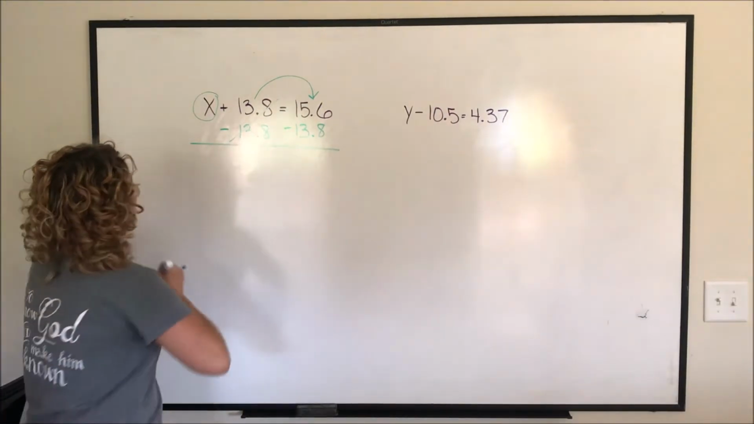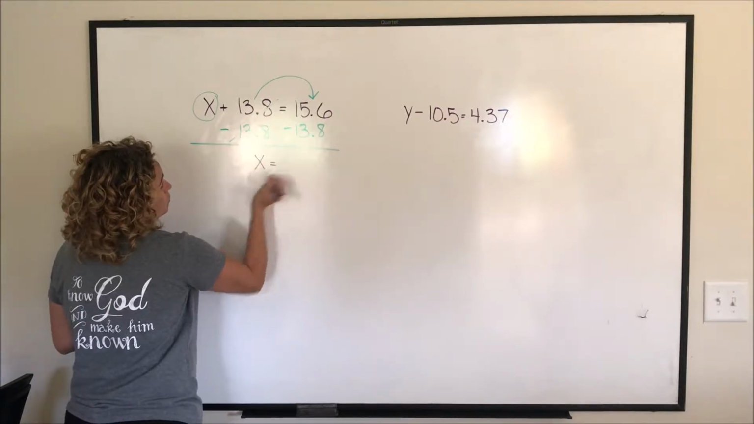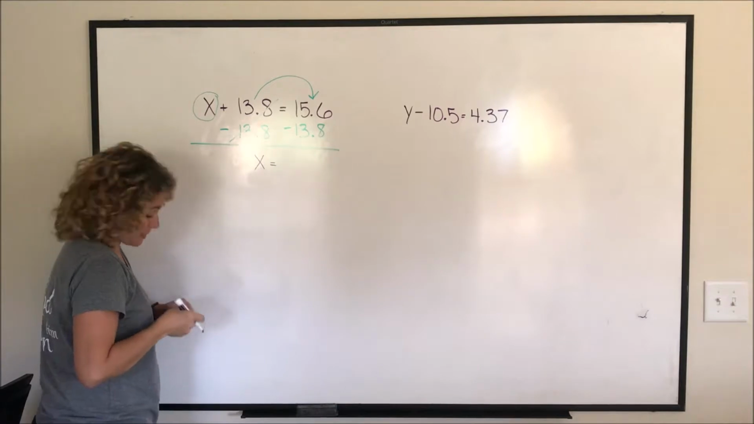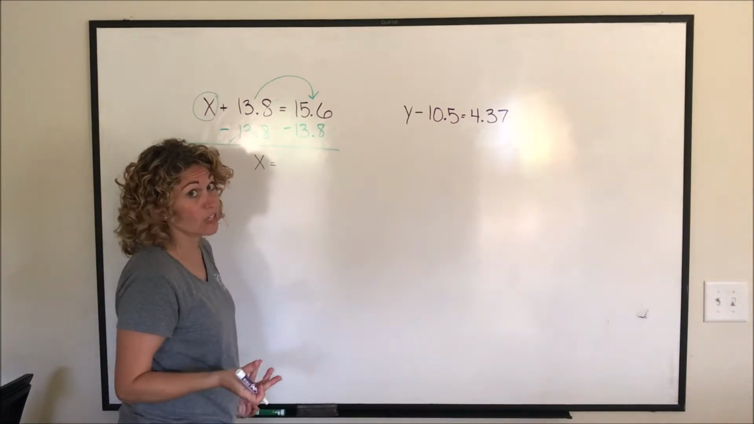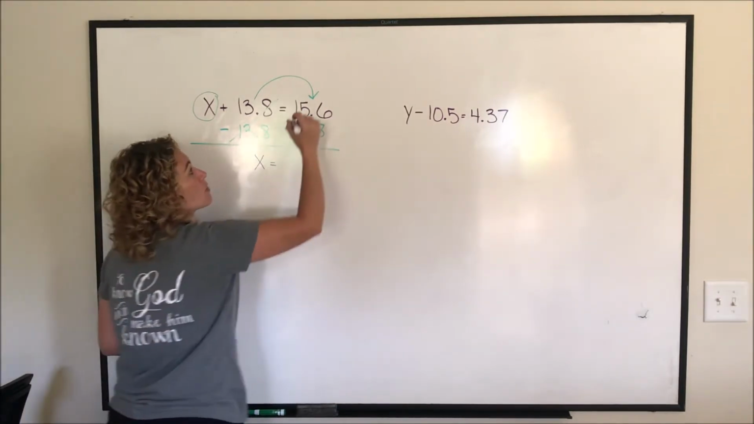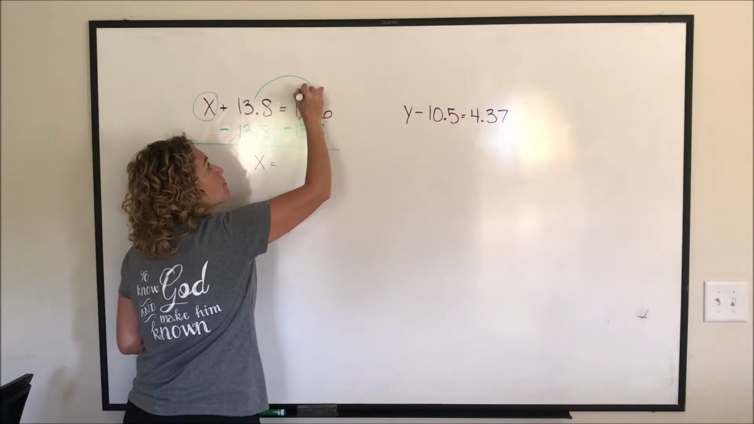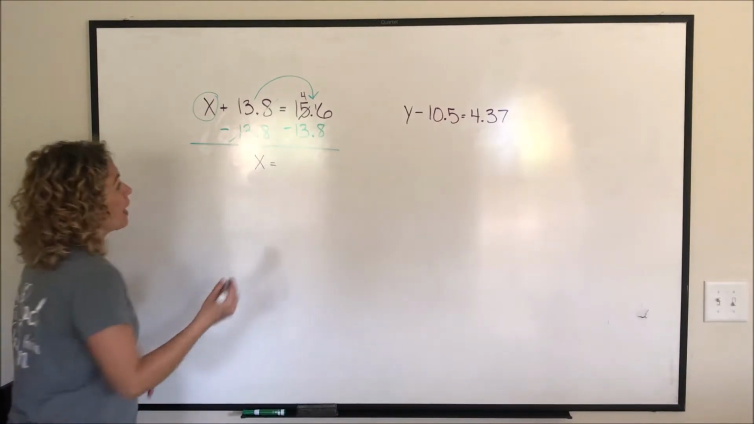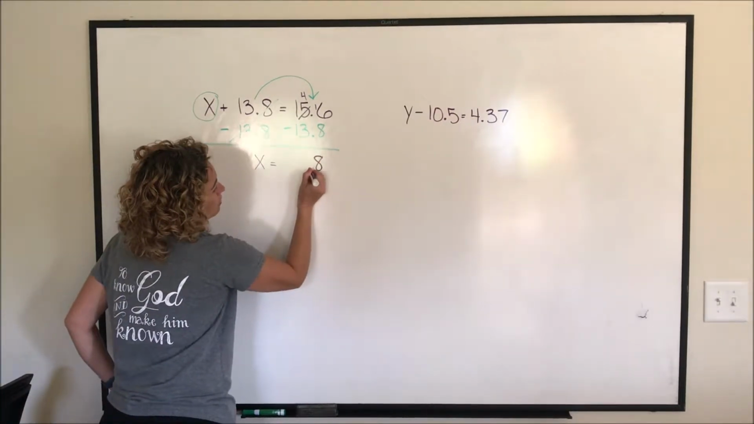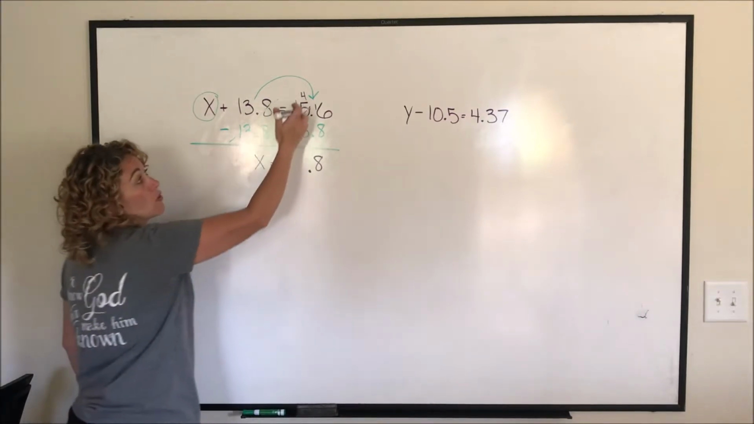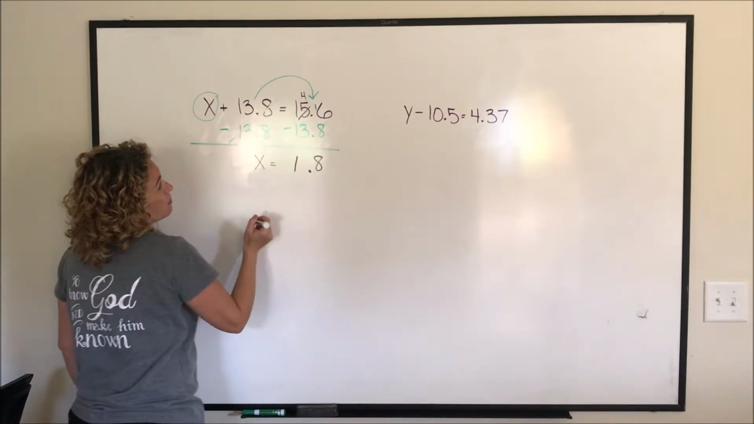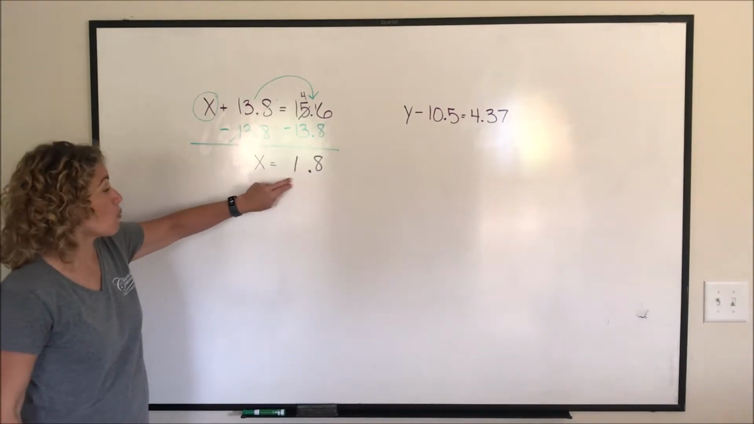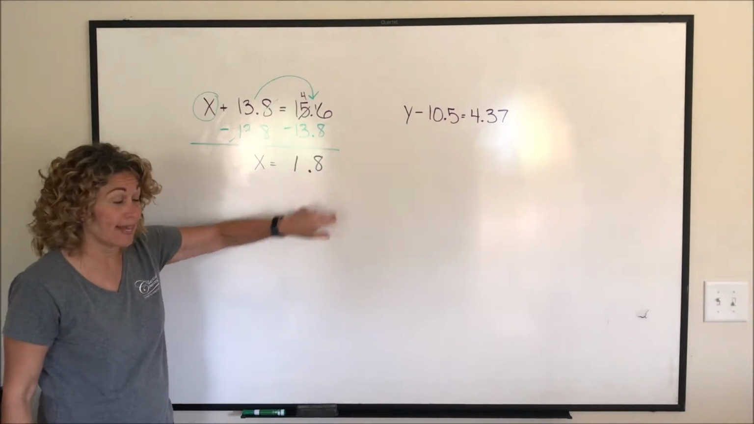We are left with x equals, now we need to figure this out, 6 minus 8. Can you do it? No, we need to borrow. So we're going to borrow from the 5, it becomes a 4, and now we have 16 minus 8. That gives us 8. We bring down the decimal. 4 minus 3 is 1, and 1 minus 1 is 0. So x equals 1 and 8 tenths.